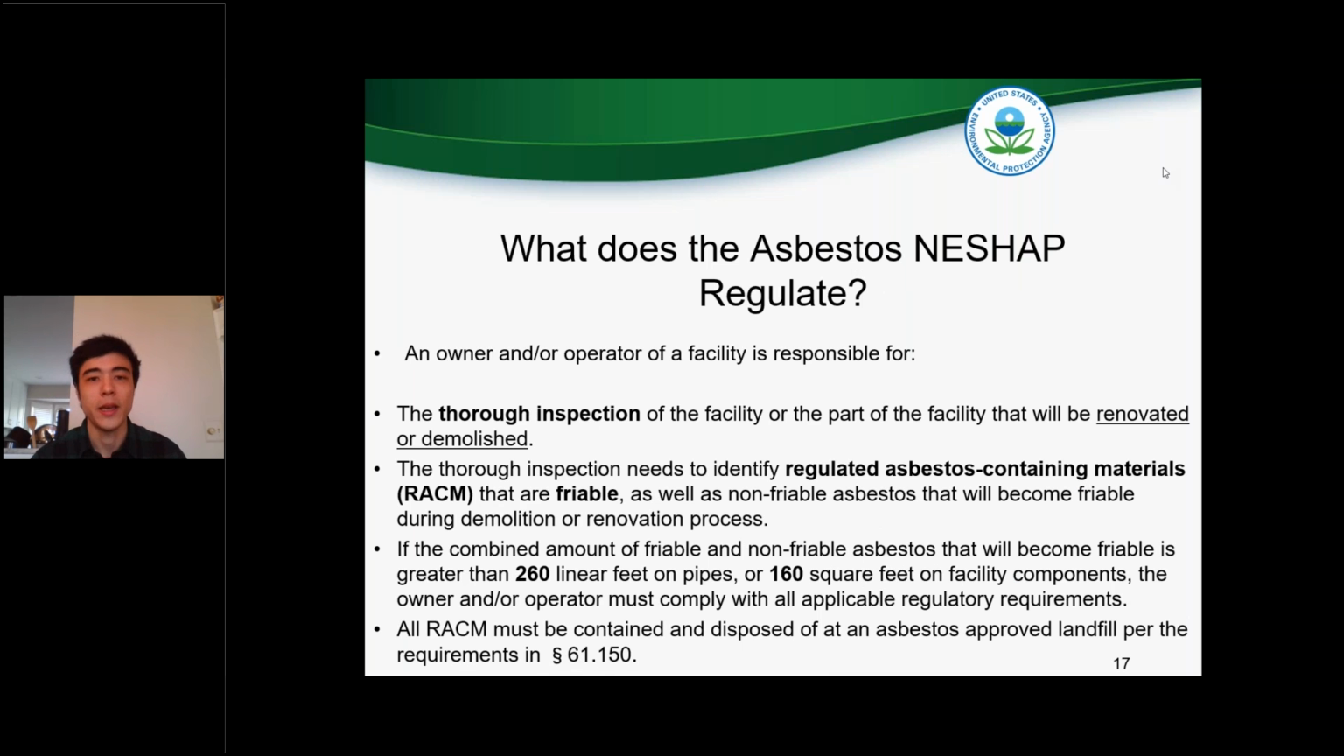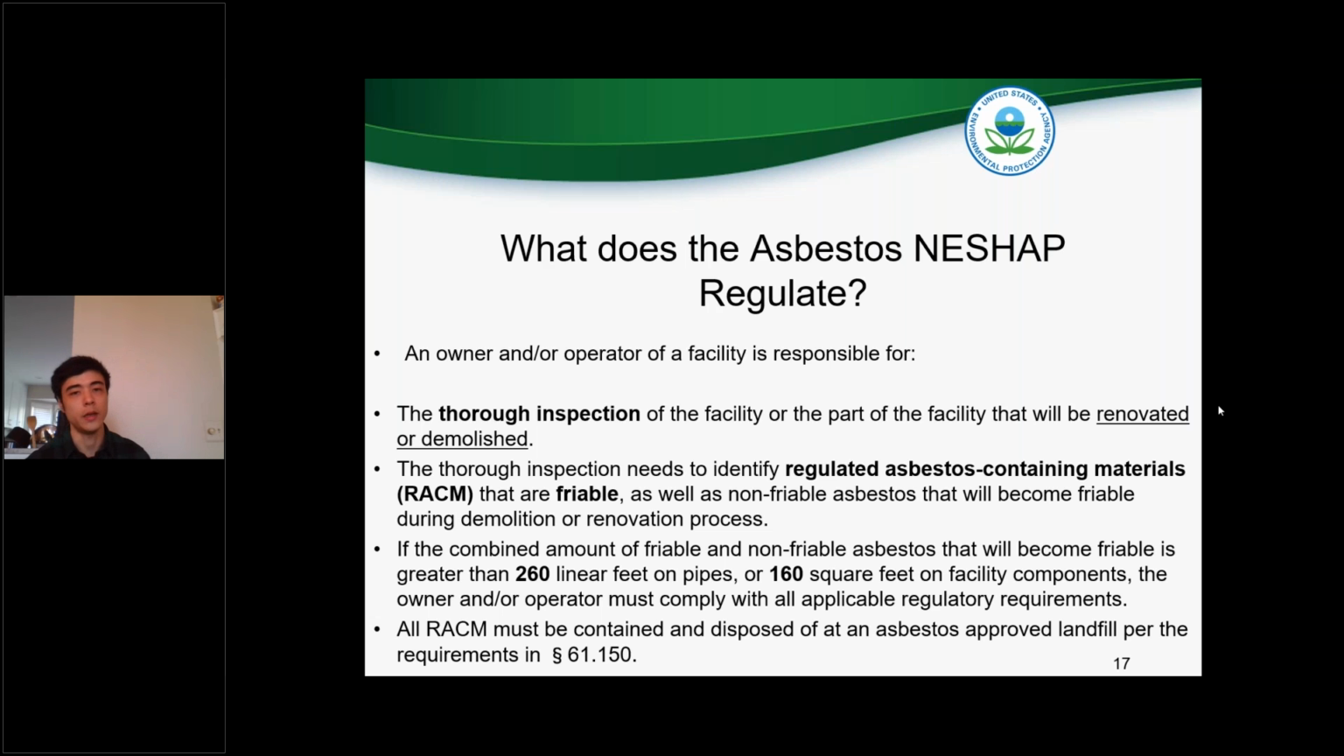So here, EPA comes in. What does the asbestos NESHAP regulate, or what does it require rather? An owner and operator of a facility is responsible for the following 4 bullets. But before we get into those, a facility is essentially any commercial, industrial, even residential, or really it's just any building. But for the purposes of the NESHAP, it does not include residential structures with 4 or fewer dwelling units. So a single family home would not be considered a facility.